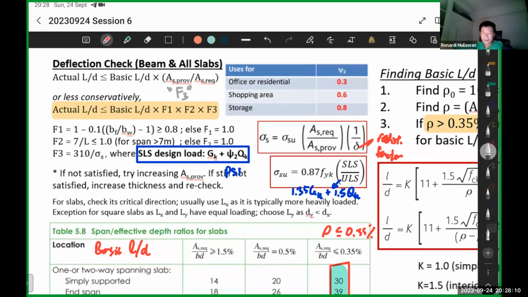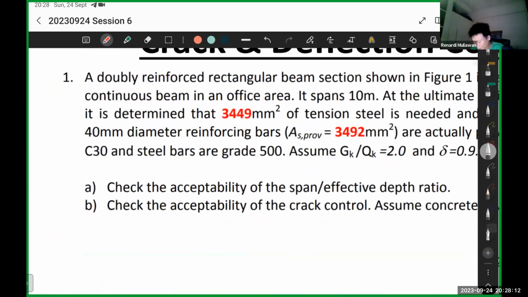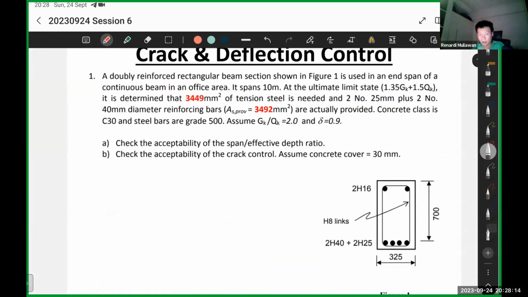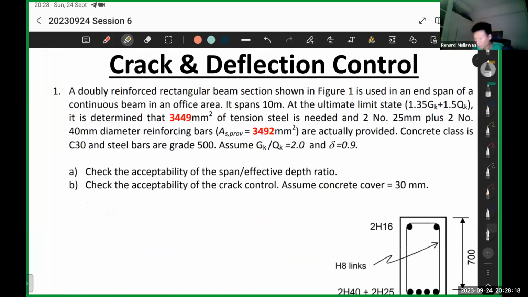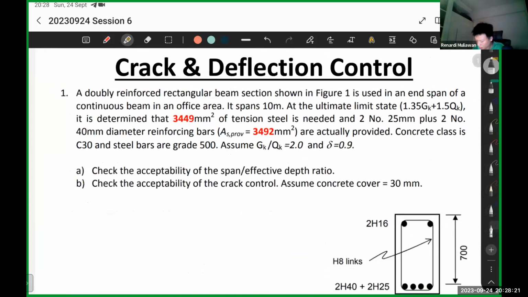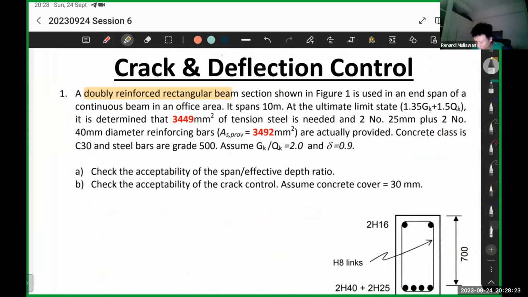So let's just start with the question. This one I'll put into use so you get the sense of it. This one is actually from your tutorials also. So here we have a doubly reinforced rectangular beam. It is a continuous beam in an office area. It spans 10 meters, and at the ultimate limit state, this much steel is needed.